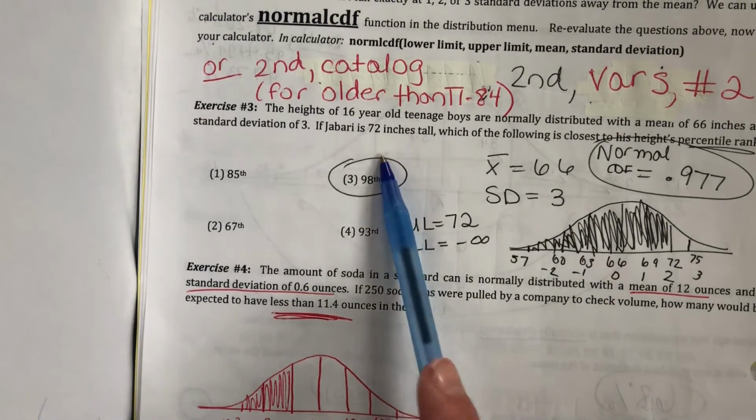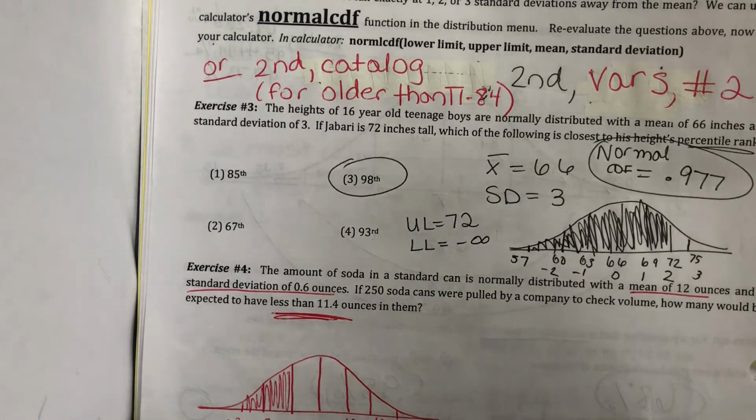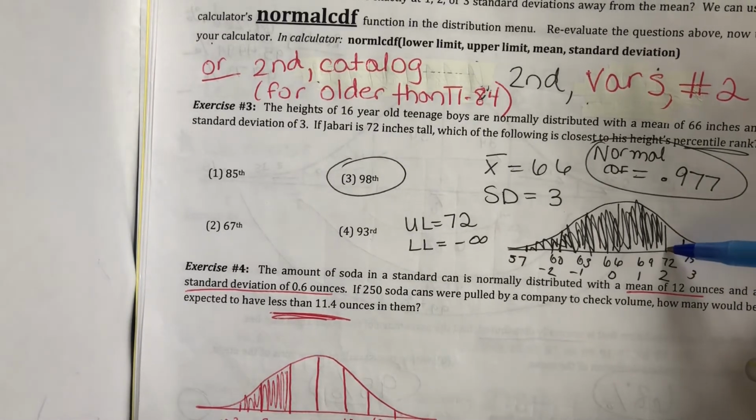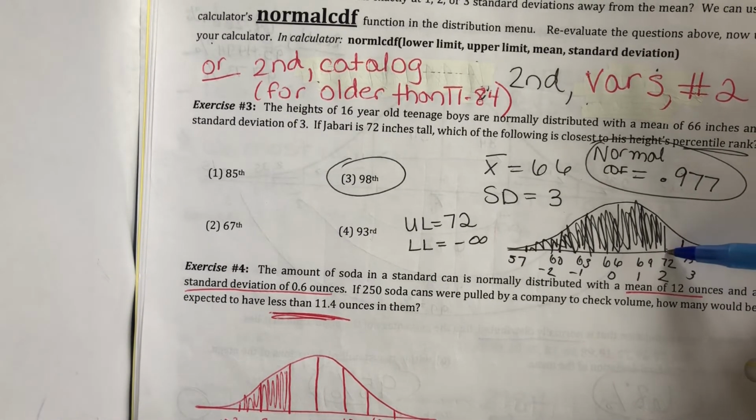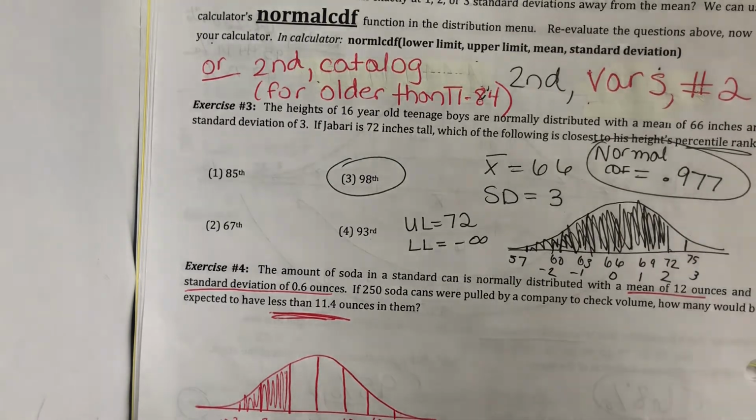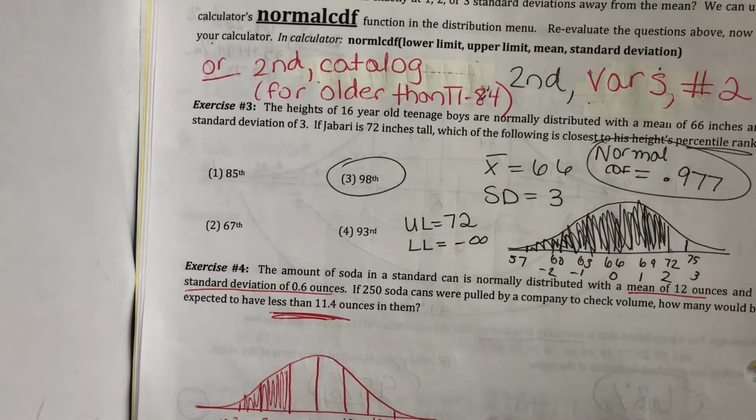Now we've got the student Jabari that's 72 inches tall, and so that means he's falling right here at 72, which is at the second standard deviation above the mean, okay? So it says here, which of the following is closest to the height of his percentile rank, okay?